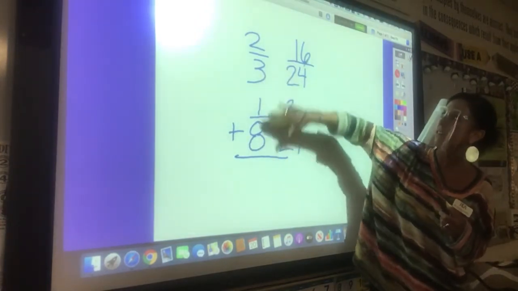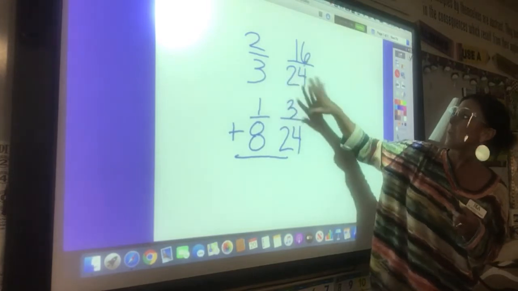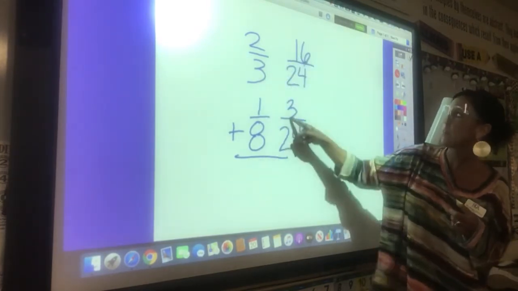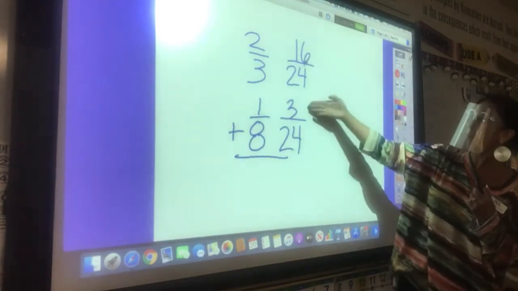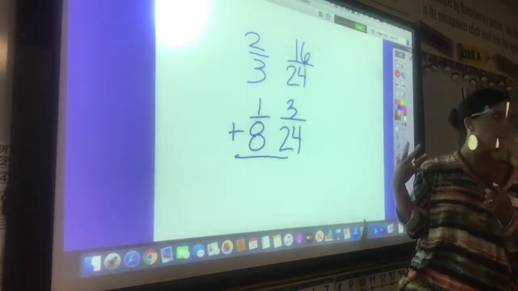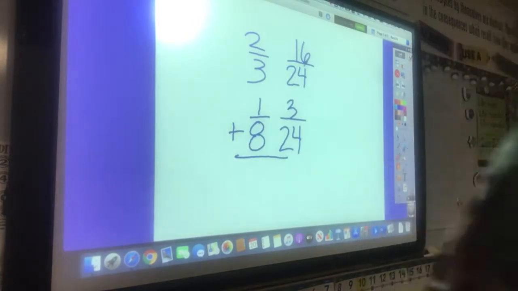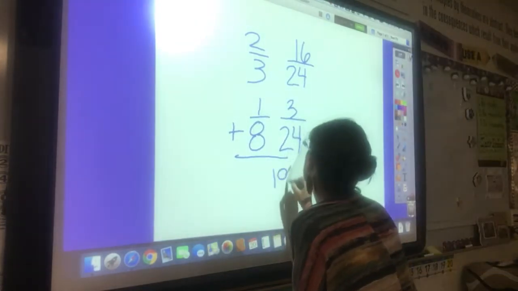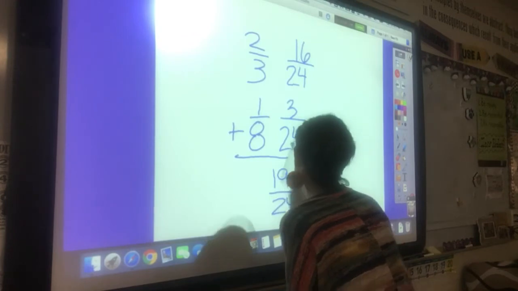These only share a factor of 1, so we multiplied, and we got 24. You said times 8 times 8 times 3 times 3. Now all we do is add our numerators and put it on top of our denominator, and we have our answer. So what would we get, Brock? 19/24. 19/24 is our answer. And you can't reduce it. So the answer is 19/24.